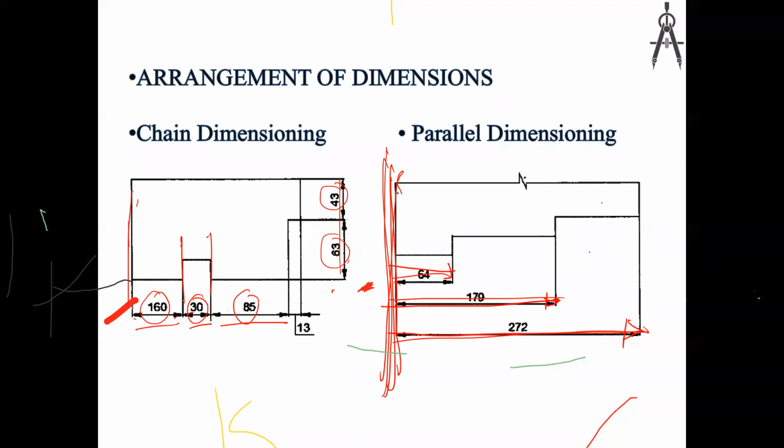But in chain dimensioning, the reference point is always changing. Earlier this was the reference point. From this reference point to this reference point, 160. And then after this is the next reference point. From this reference point to this reference point, 30. This reference point to this reference point, 85. Like that, the reference point is changing. But here, it is a fixed reference point.